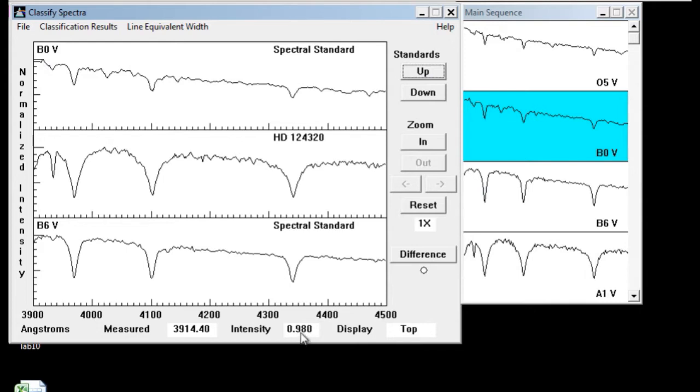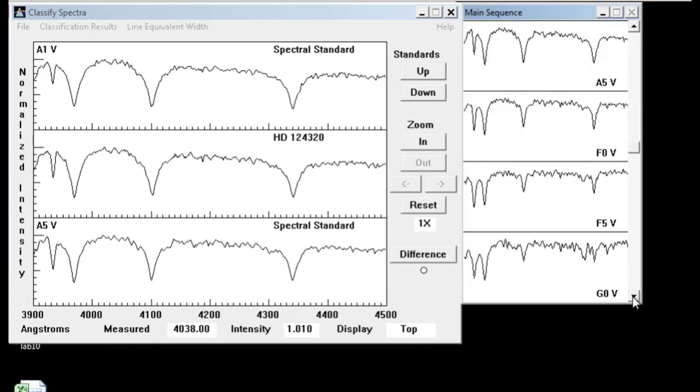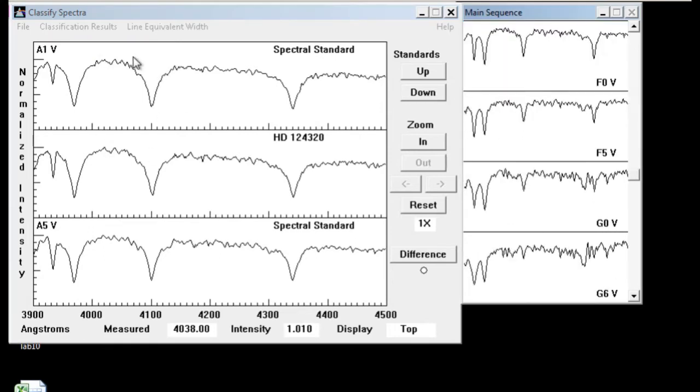It has 0.98 intensity, and that is measured at the lowest wavelength there. We could also go down, try to find one here. The highest intensity is somewhere around here. I'll just say it's there. As we go down this list, we will see that the peak intensity moves further to the right.